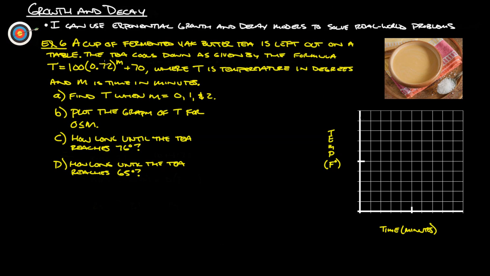Example 6. A cup of fermented yak butter tea is left out on a table. The tea cools down as given by the formula T equals 100 times 0.72 to the M plus 70, where T is the temperature in degrees and M is the time in minutes. Okay, find T when M equals 0, 1, and 2.